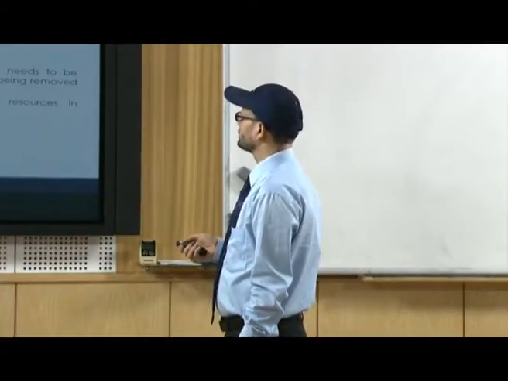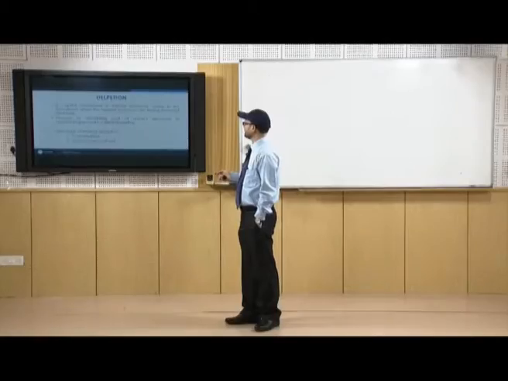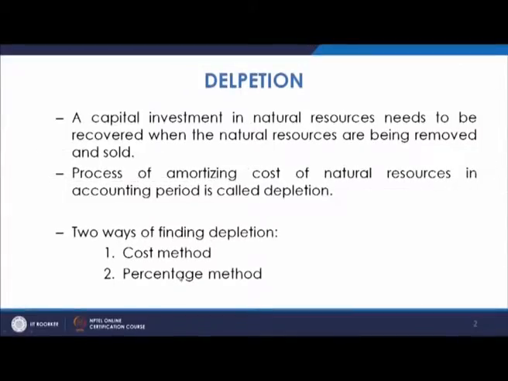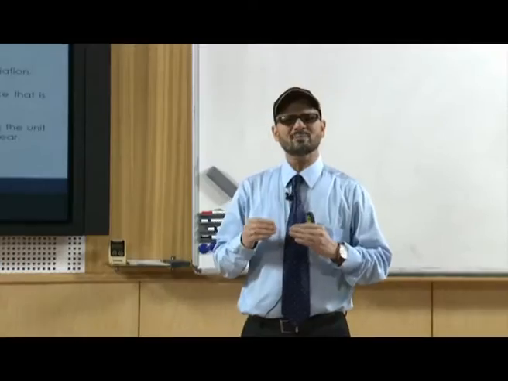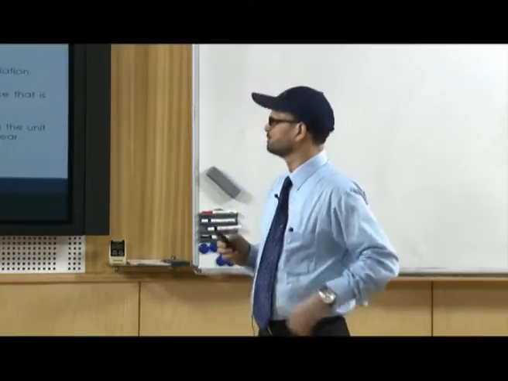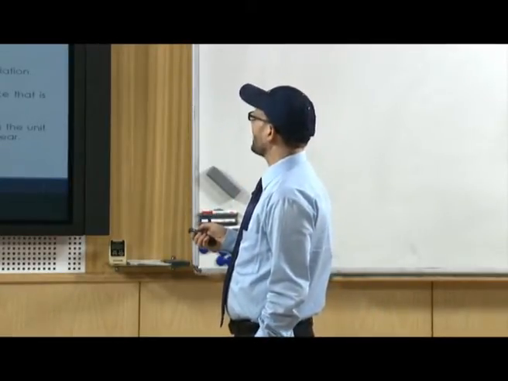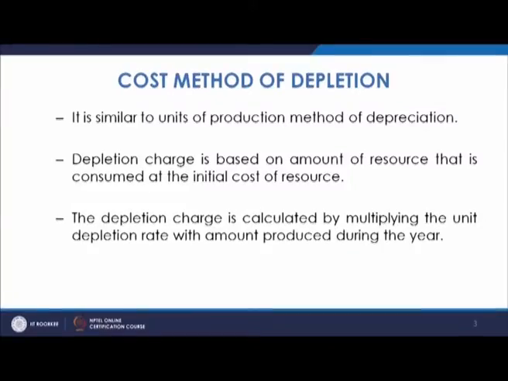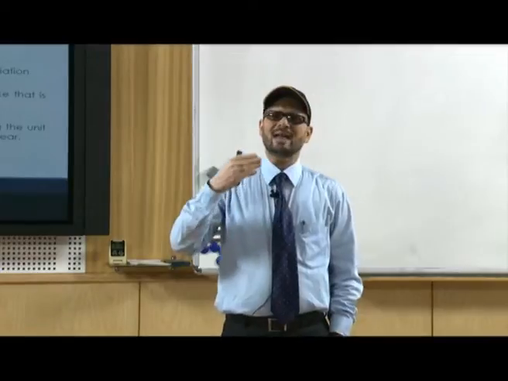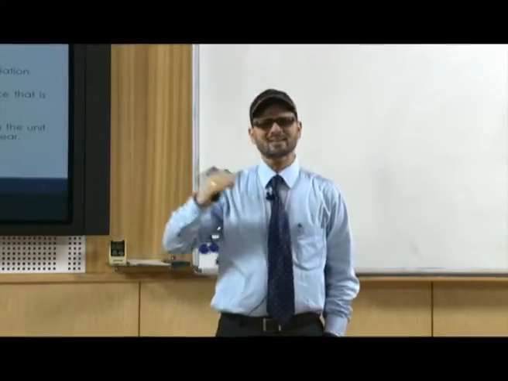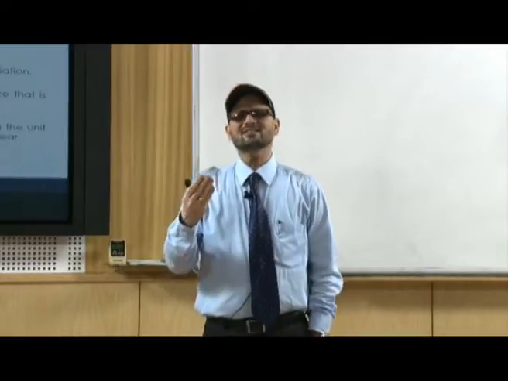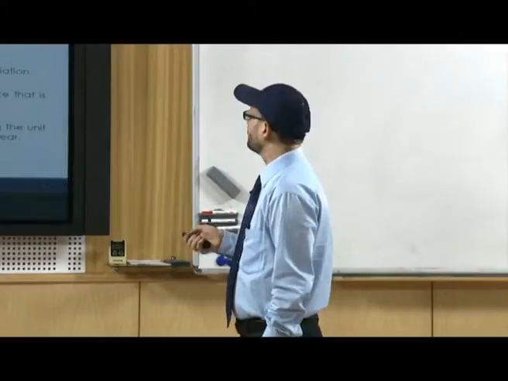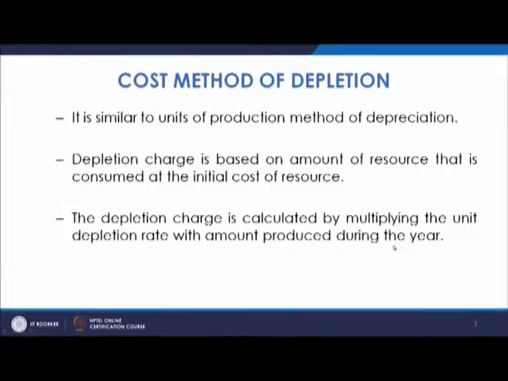So, there are two ways of finding these depletion charges. One is the cost method and another is the percentage method. Now, the cost method of depletion is similar to the units of production method that we discussed earlier in depreciation. In this case, the depletion charge will be based on the amount of resource that is consumed at the initial cost of the resource. So, when you know that this much amount of resource is to be extracted from the source and you have extracted a certain amount from that source, based on that the depletion amount will be calculated.